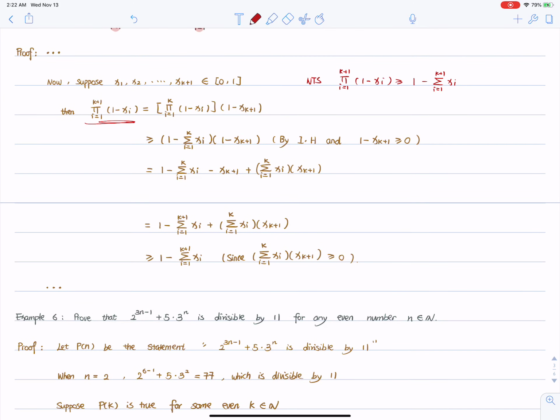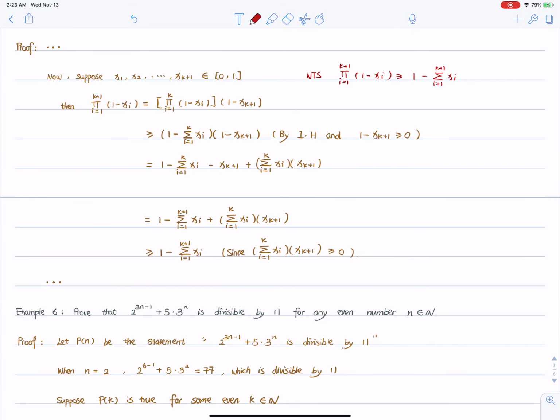Now, if we look at this, by definition, we should get this. So the difference is the product from i equal to 1 to k, and then you just multiply again by the very last term. This is the last term.